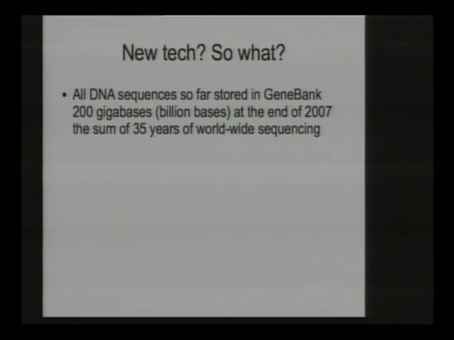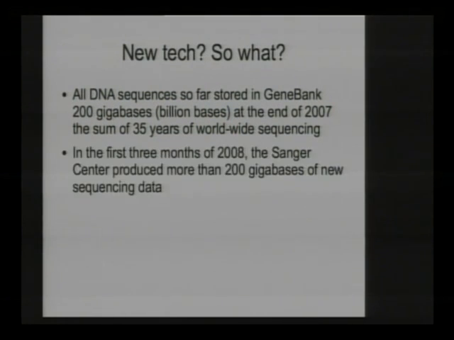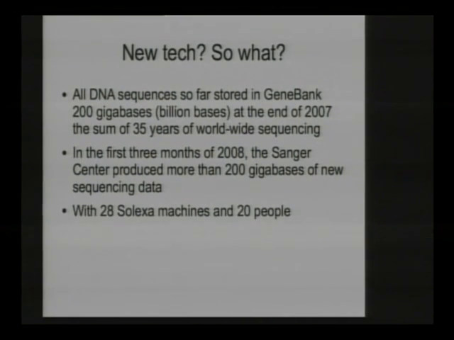The Sanger Center, which I showed you in the beginning, trialed a few of these Solexa machines at the end of last year, and they started basically production in January. And in the first 3 months, they produced more than that. In 3 months, they produced more sequencing data than the entire world in 35 years, using 28 machines and 20 people to run them.